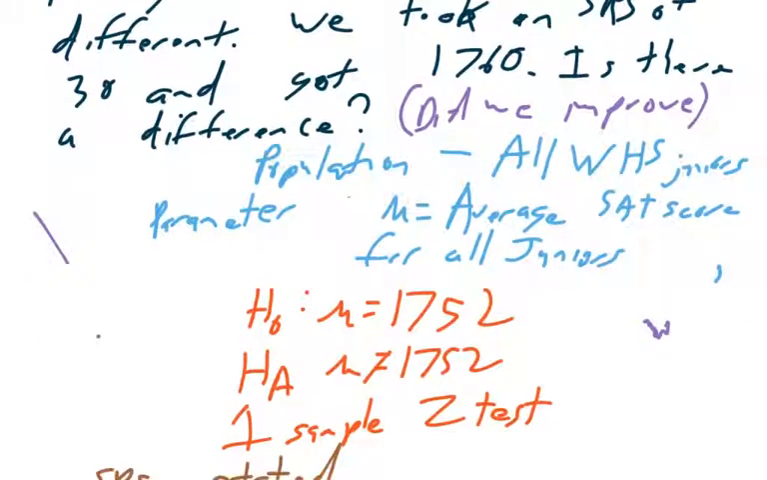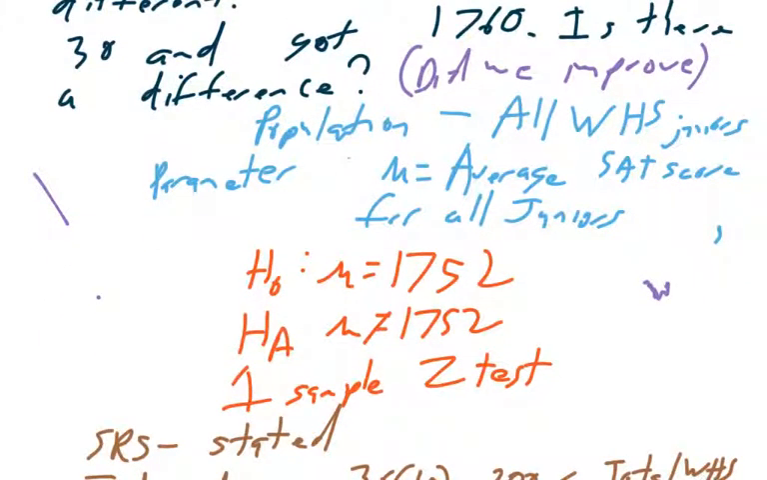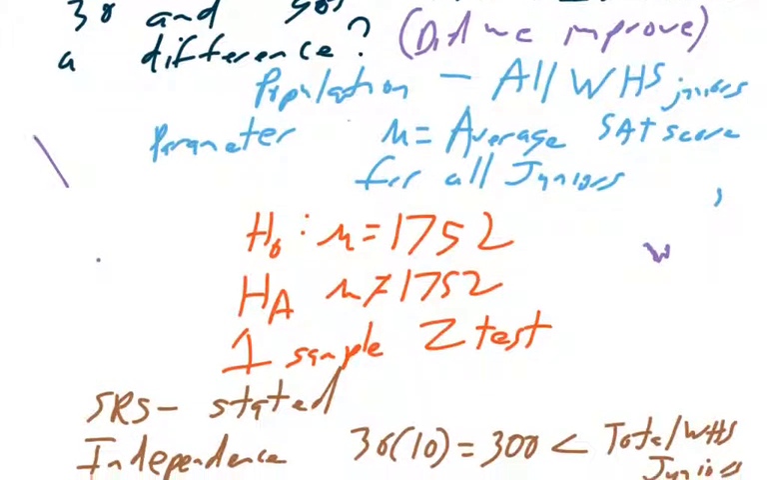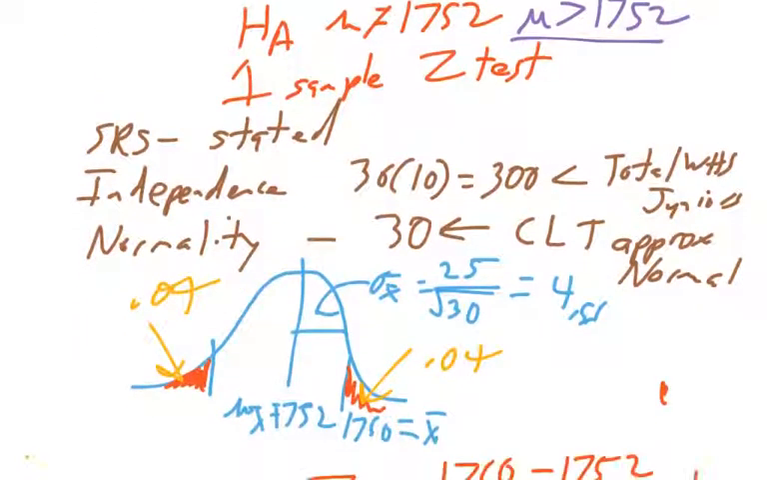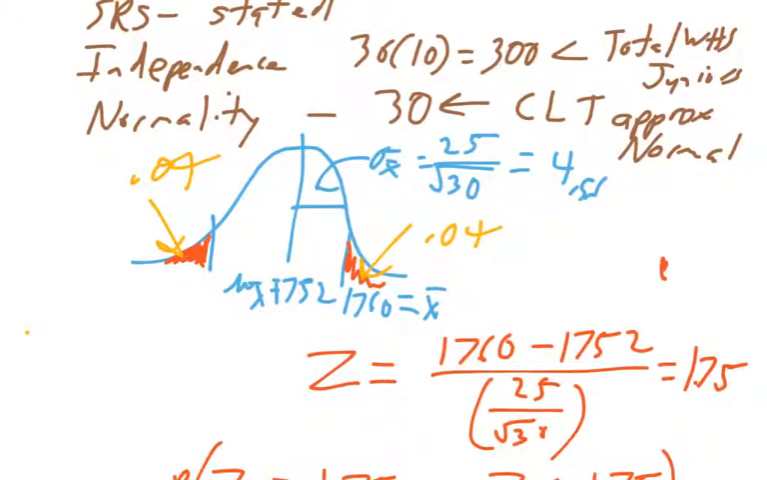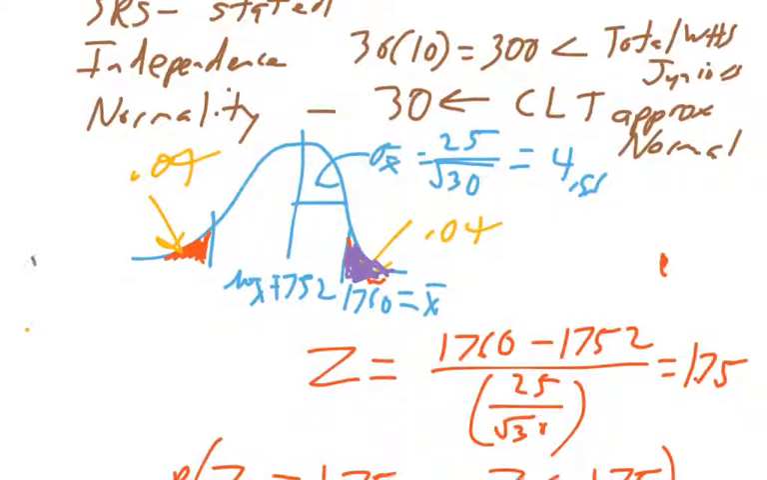So the population would still be the same. The parameter would still be the same. But if we're trying to see if we improved, I would do mu is greater than 1752. So that's my first change. Then the one sample z-test stated. This part is the only part I would shade in, so I wouldn't have to worry about anything else.